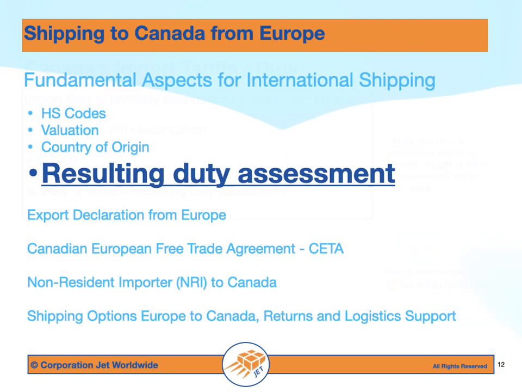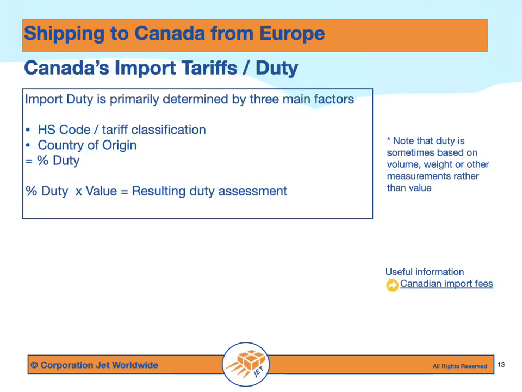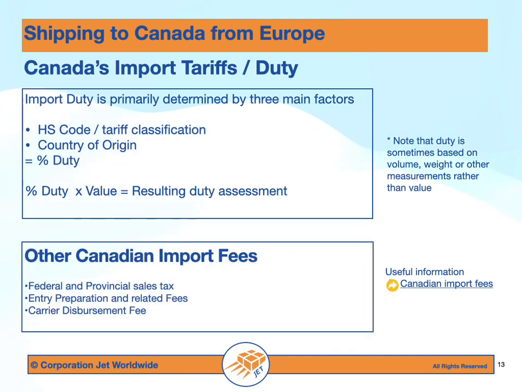Resulting duty assessment. Import duty is determined by three main factors: tariff classification, or HS code, the country of origin, and value. The tariff classification and country of origin determine the percentage to apply to the value for duty. Note that all imports, even if imported duty-free, are subject to Canadian federal and provincial taxes. Visit our blog outlining common Canadian import fees.